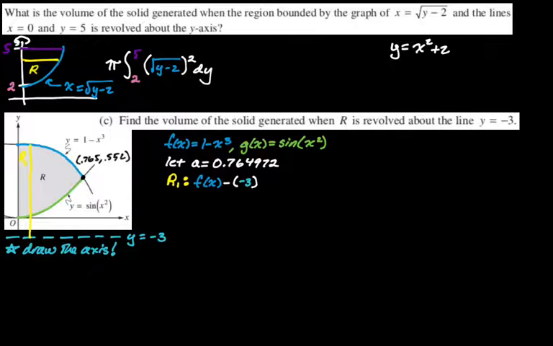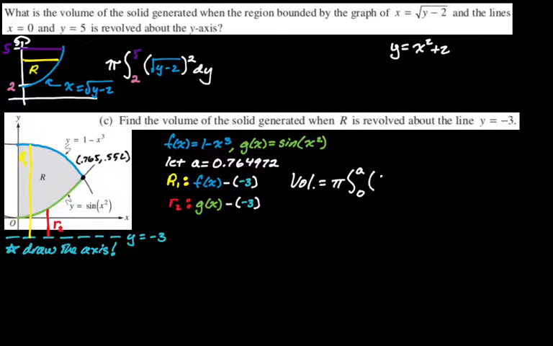bottom, so f of x minus negative 3. Just think, it's always top take away bottom if you're doing dx. And then this will be top take away bottom. So R2 is going to be sine of x squared, or I named it g of x, minus negative 3. And then I used a calculator for this. I mean, you basically need to use a calculator.